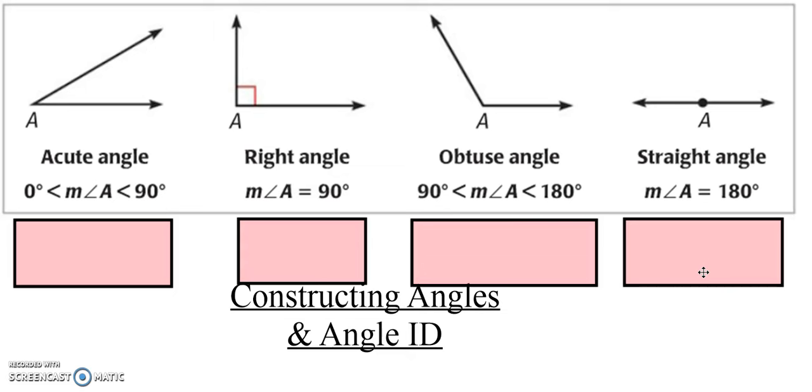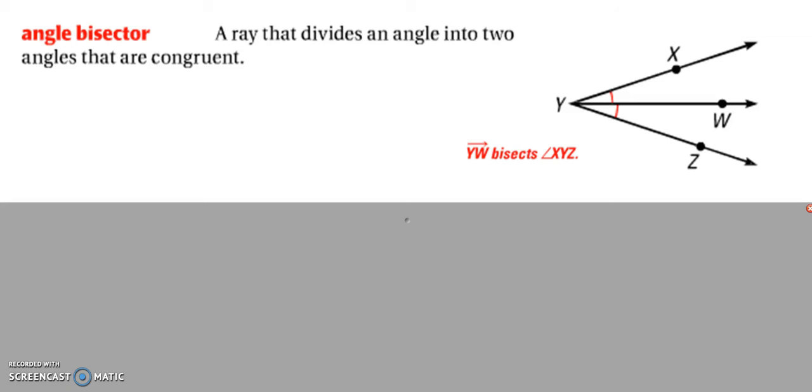Now let's talk about some relationships. So we have what's called an angle bisector is one of your terms here. An angle bisector is basically a ray that divides an angle into 2 congruent angles. So as you can see in this picture, see these tick marks right there? Those red tick marks? Those tick marks are showing you that the ray YW is actually cutting that larger XYZ angle into two congruent pieces.